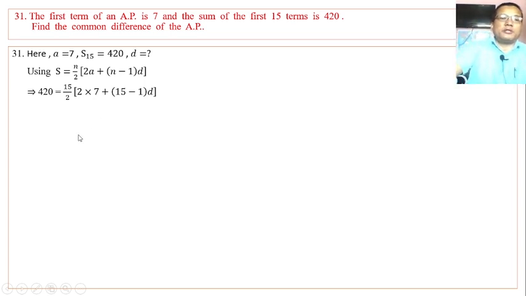The value of A is 7, and the value of D is to be found out. Solving for D, the value of D we find is 3. Therefore, the required common difference of the AP is 3.